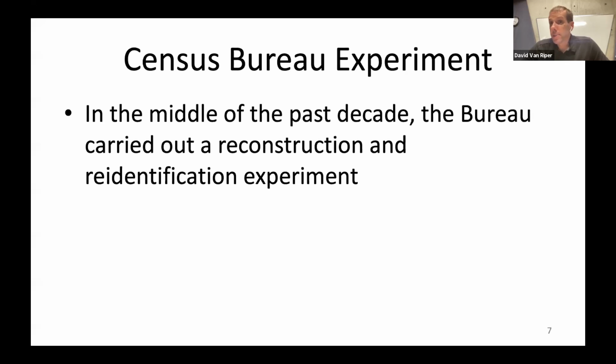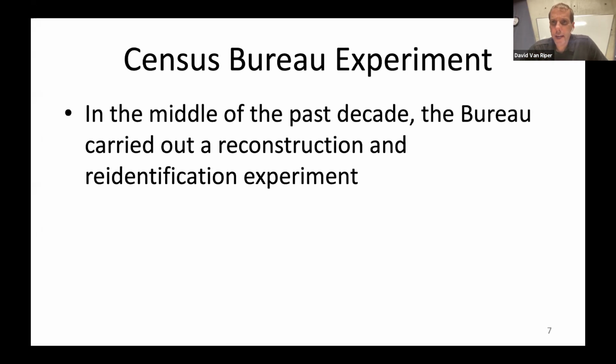So this is what's been done up until recently. Then in the middle of the past decade, the Bureau carried out a reconstruction and re-identification experiment on the 2010 Decennial Census to see whether the techniques they'd been using for disclosure avoidance were working well enough, or whether they needed to make modifications. I want to go through what this experiment showed, and then we'll talk about the new disclosure avoidance technique that the Bureau is using.